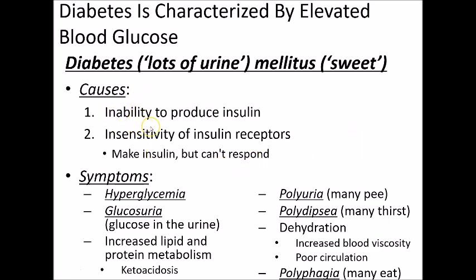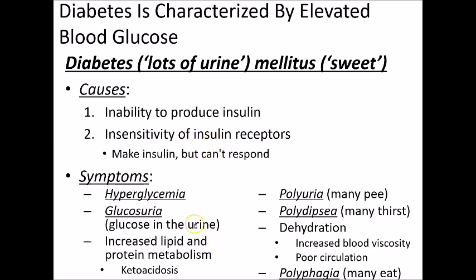One is the inability to produce insulin, where the beta cells of our pancreas no longer produce sufficient insulin. The other way to do it is the insensitivity of insulin receptors. This is where we make insulin, but our receptors don't respond to it, or can't respond to it, or don't respond sufficiently to it. So the insulin does not have as large an effect on the cells as it should.